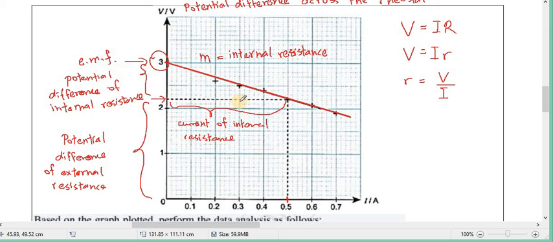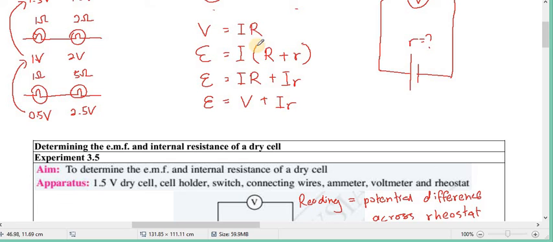Okay, so in summary, if you have an unknown power source, where you don't know how much is the EMF and you don't know how much is the internal resistance, you do this experiment, you get this graph, and from the graph you can get the actual EMF and the internal resistance of the power source. Get the idea? Any question? Okay, let's go back to this equation.